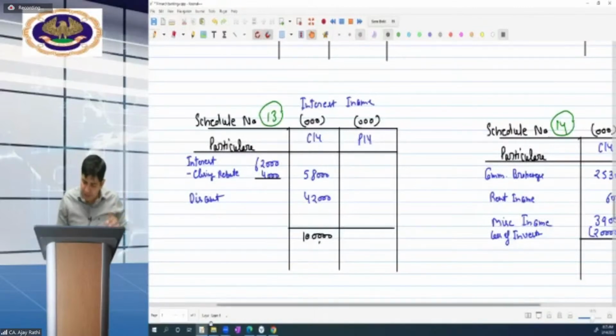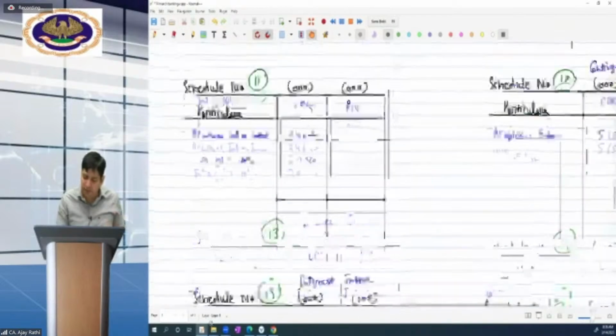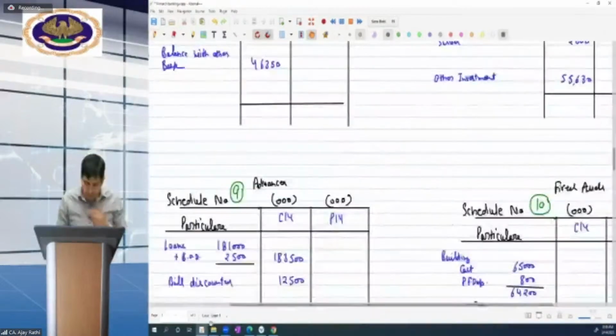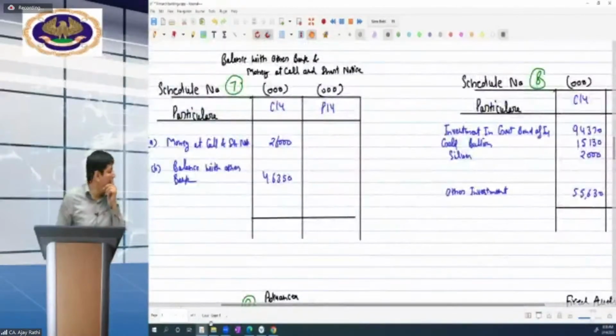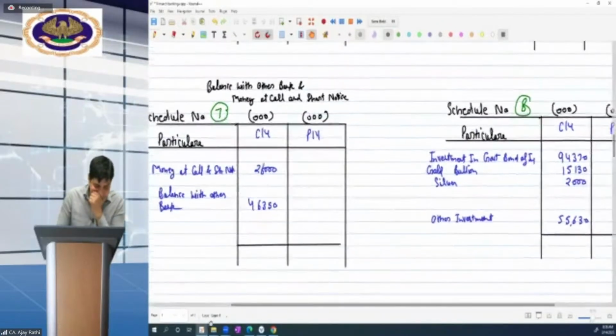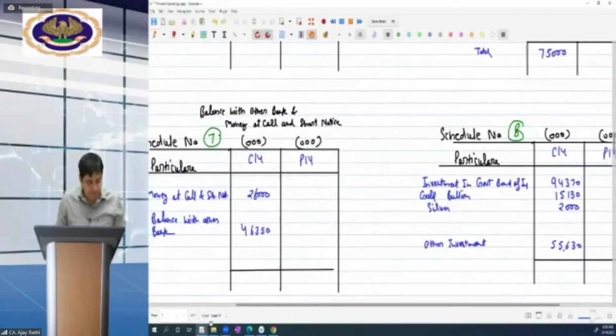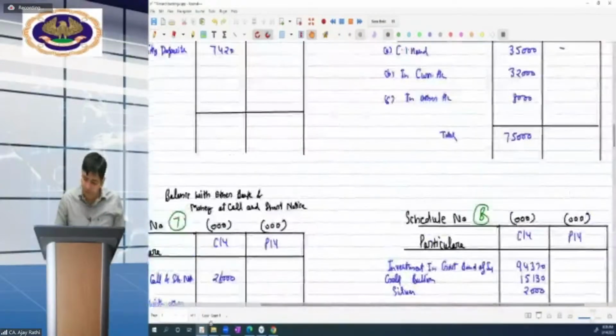Okay. Now, the second part of the adjustment has to be put in the liability side. Schedule number 5.